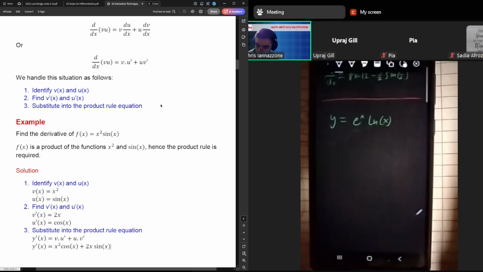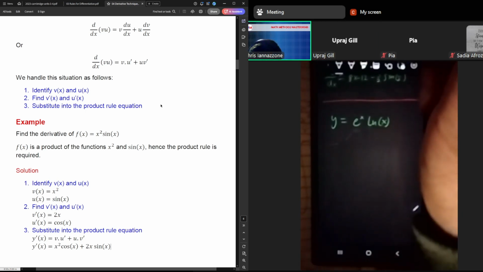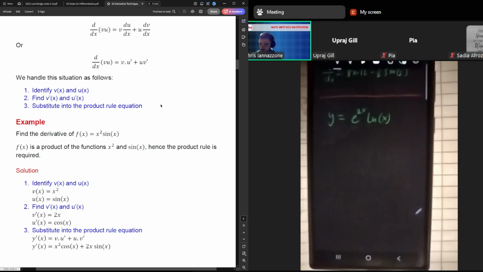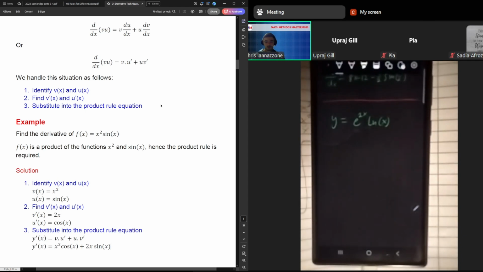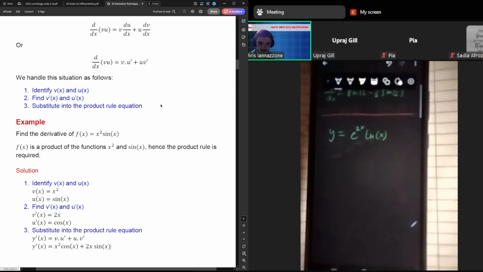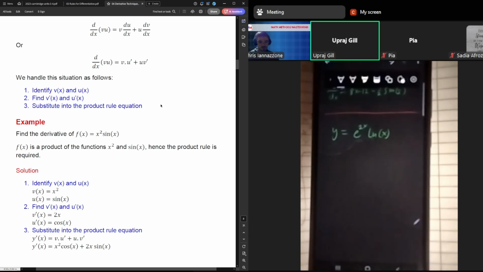Indeed. Now, here's a follow-up question. We won't actually do this one just yet, but what if I did this? What rule or rules would be required now? Is it chain rule because the exponent isn't an x? Yeah. But there's still a product in there, isn't there? It's e to the 2x multiplied by natural log.